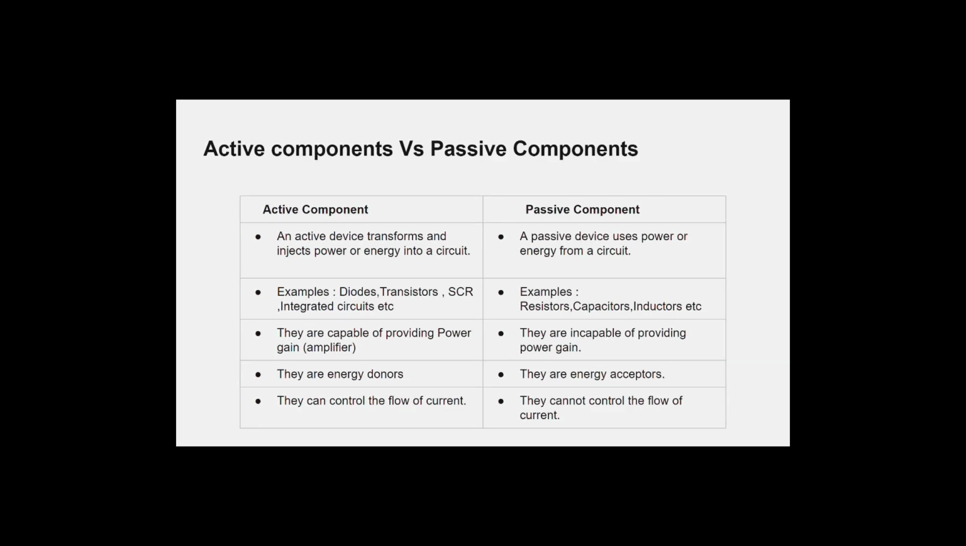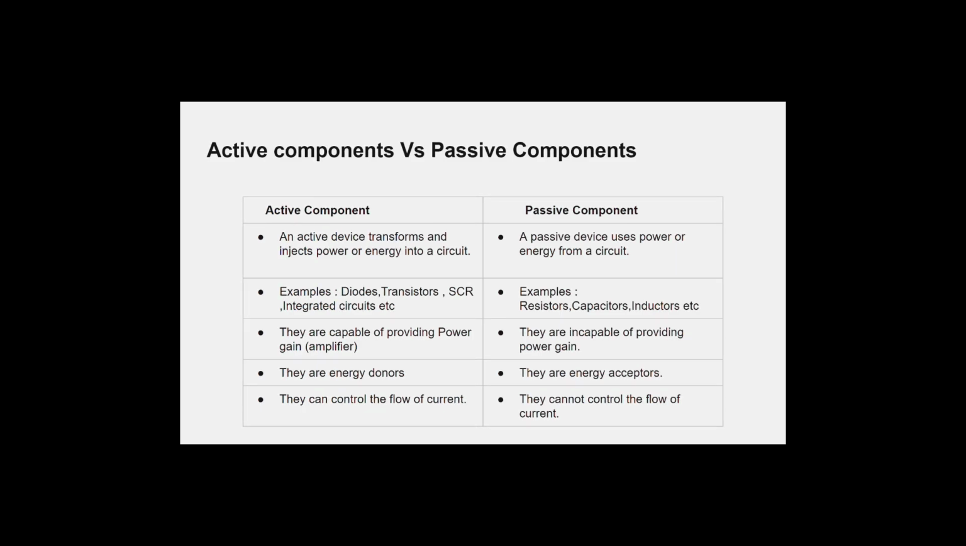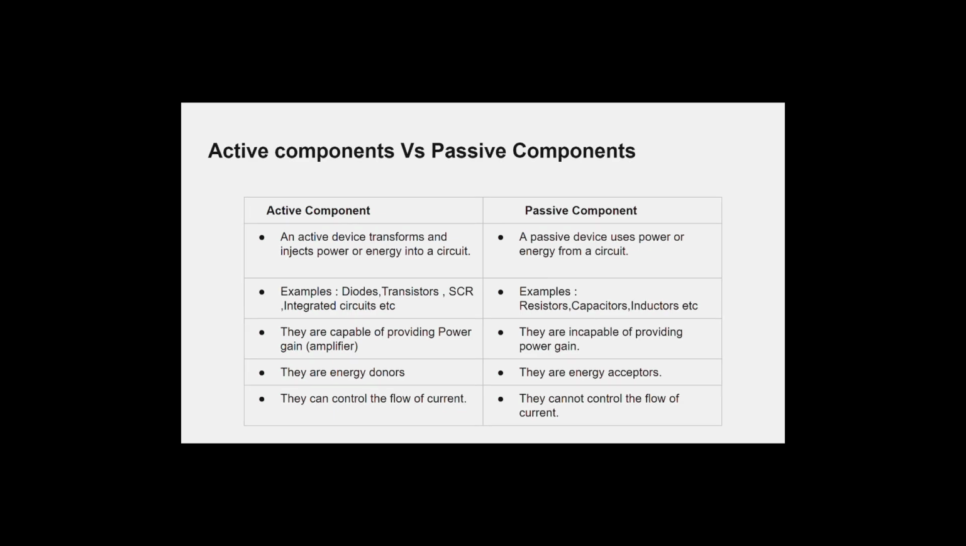Energy donors are the active components. In case of passive components, they are known as energy acceptors. Active components can control the flow of current, whereas passive components cannot control the flow of current.